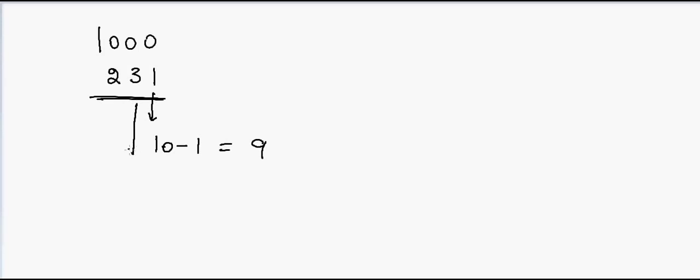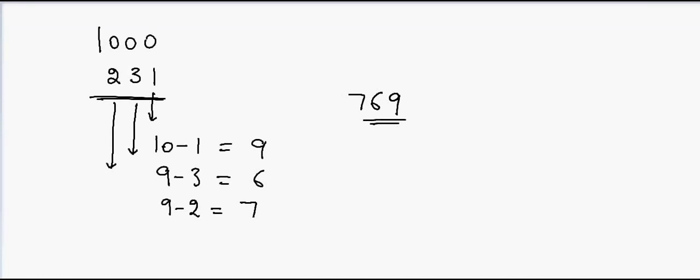Hi everyone, here we are talking about another trick for faster calculation. If we want to subtract any number from 1000, how can we do that very quickly in our mind without using a calculator? Suppose I have 1000 and I want to subtract 231 from it. In that case, first I'll take the first number and subtract it from 10. So 10 minus 1 is 9. Then I'll take the second number and subtract it from 9. That will be 6. Then I'll take the third number and also subtract it from 9, which equals 7. So my answer will be equal to 769.